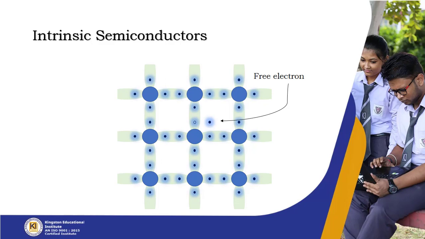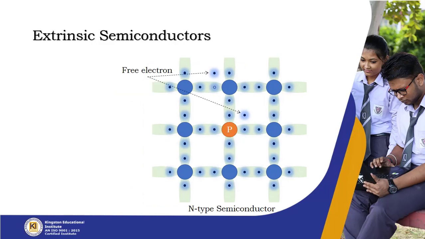At normal temperature, very few electrons can break the bond and become free. As the number of electrons is very few, that is why the conductivity of intrinsic semiconductors is very low. To improve the conductivity, we can add other materials to the pure semiconductor.